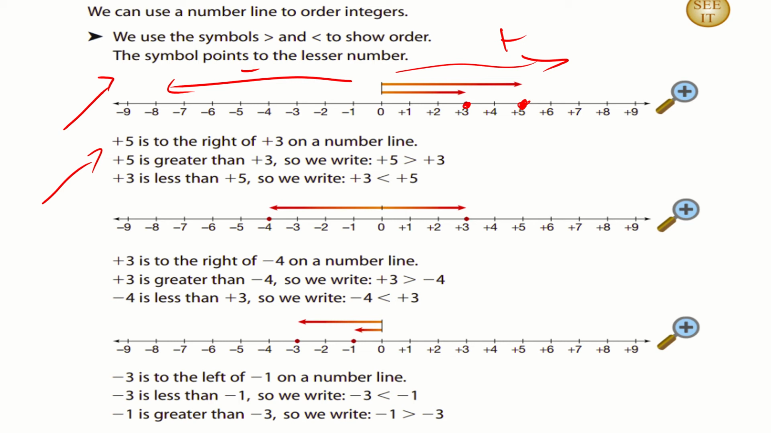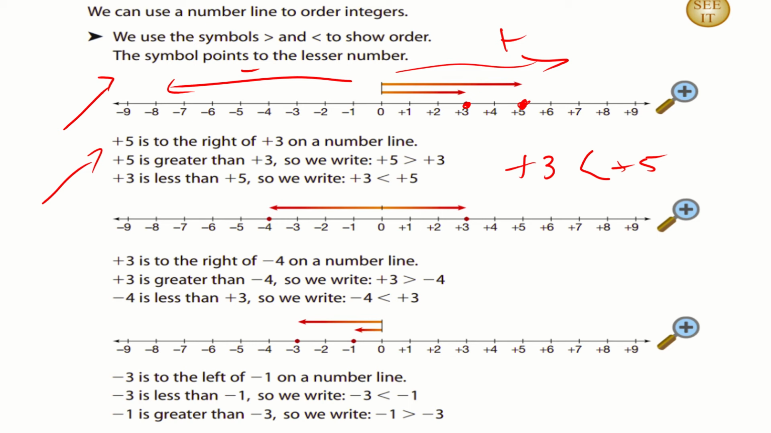So what we have to ask ourselves is, which one is farther away from 0 if we're in the positives? We're going to compare. Plus 3 is 3 spots away. Plus 5 is farther, 5 spots away. So plus 5 is bigger. Pretty easy stuff when it's positive.